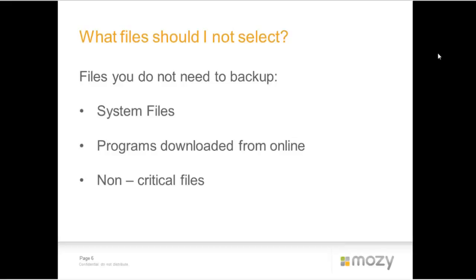System files are another thing. We see this from time to time where somebody might select their entire C drive to back up. If you have your settings window open in front of you right now and you try and select the entire C drive, you get a pop-up saying, do you really want to do this? There's a lot of files in here that you don't necessarily need to back up.